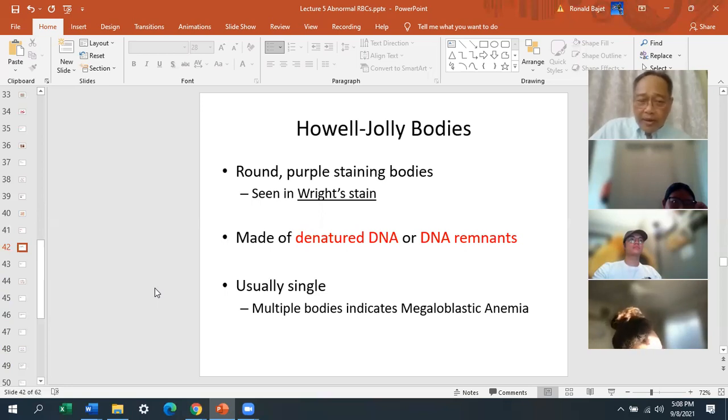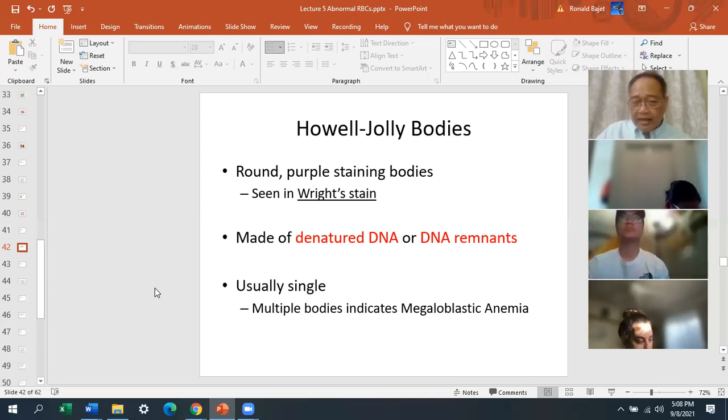Howell-Jolly bodies are made of denatured DNA or DNA remnants. Usually they're single, but there can be multiple Howell-Jolly bodies. If you see more than one within a red blood cell, then that means you have a megaloblastic anemia. A megaloblastic anemia, remember, is a type of anemia. The specific anemia is vitamin B12 or folate deficiency, or pernicious anemia. Megaloblastic anemia is not the name of an anemia. It's a type of anemia, okay? Make sure you remember that.